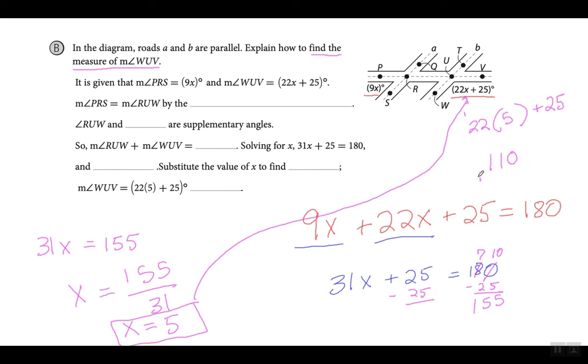110 plus 25. You should be able to do that mentally, but I'll just write it out. 5 plus 0 is 5. 2 plus 1 is 3. And 1 plus nothing is 1. So there's my answer, 135. Okay? La respuesta es 135.